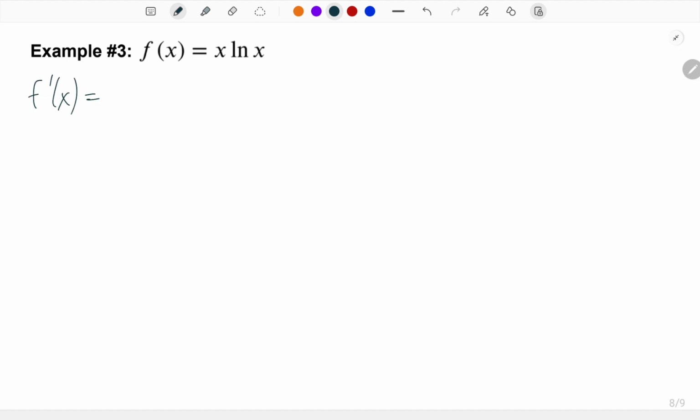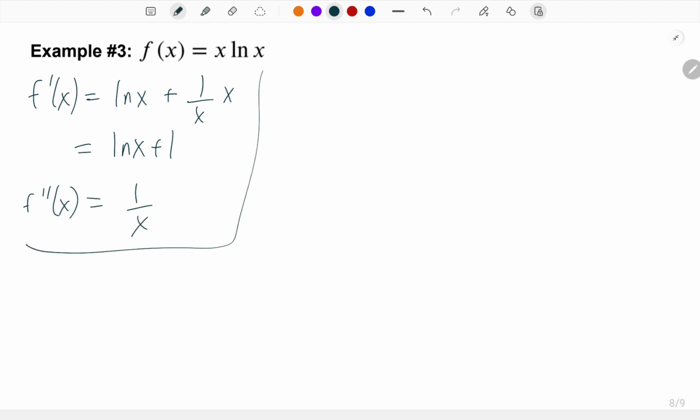So f prime of x, well, x ln x, going to have to do a product rule. So it's going to be ln x plus 1 over x times x, or ln x plus 1. And then second derivative is just going to be 1 over x. Okay, so we've got that. Now let's go through kind of the individual parts.